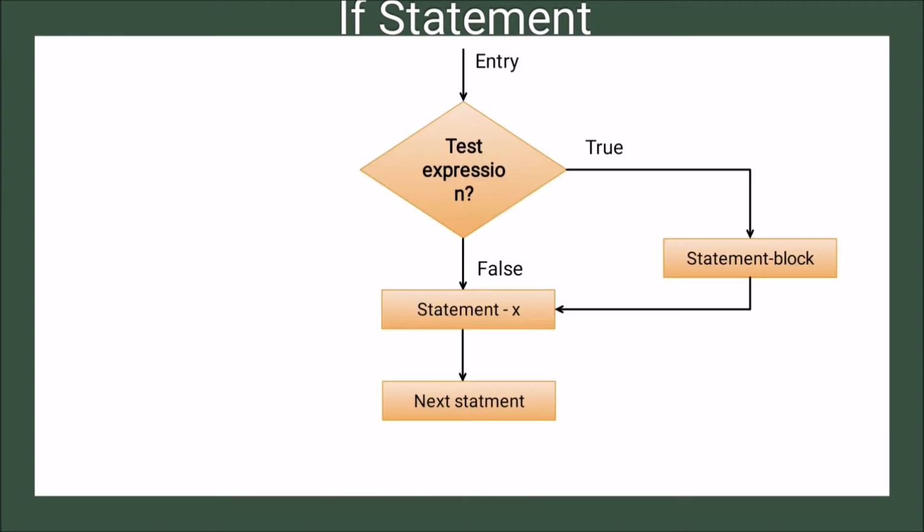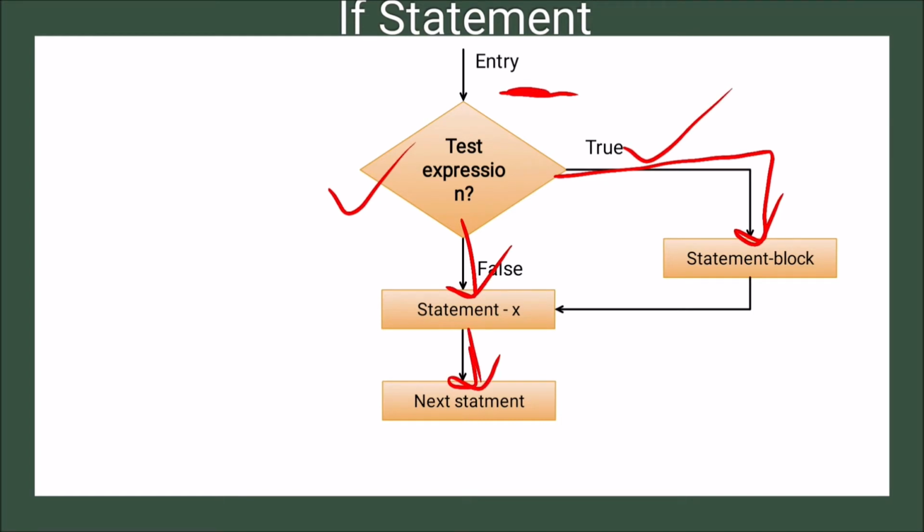So this is actually the flow chart of the if statement. From here it is an entry point. After the entry point, it checks the condition, nothing but the test expression, whether the condition is true or not. If this condition is true, it goes to the statement block. If it is false, then it goes to statement X. And finally it goes to the next statement. So this is the basic flow chart of the if statement.